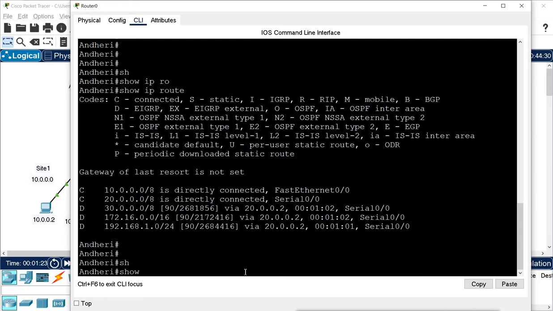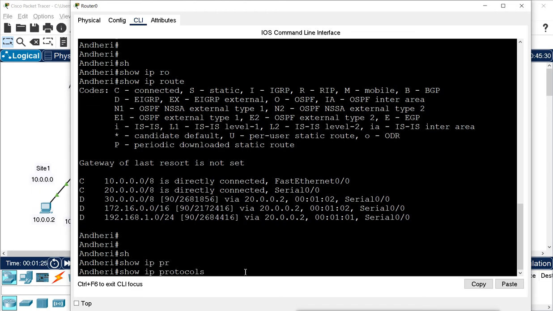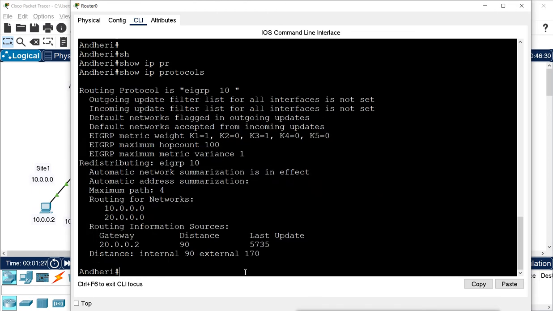I want to see the show IP protocols command to see which protocol I have configured. It shows that I have configured EIGRP with the autonomous number 10. The filters option is not set, and the default network is flagged in outgoing updates and accepted from incoming updates.